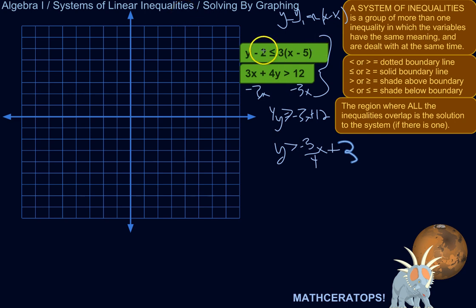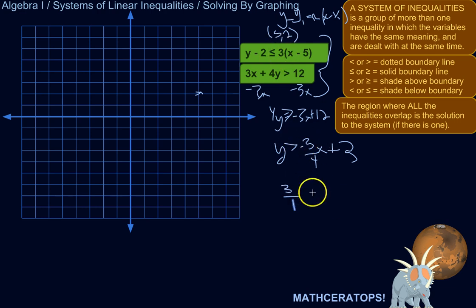So let's start with the first inequality. Let me figure out where the boundary would go. I know that the point (5, 2) is on that line. So 1, 2, 3, 4, 5. X is 5, Y is 2. So that's a point. I also know that the slope is 3, just based on the structure of the equation's point-slope form, so I know that this number means the slope. So the slope would be 3 over 1.